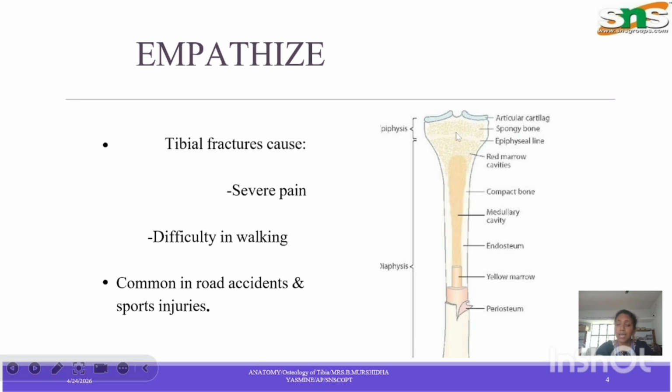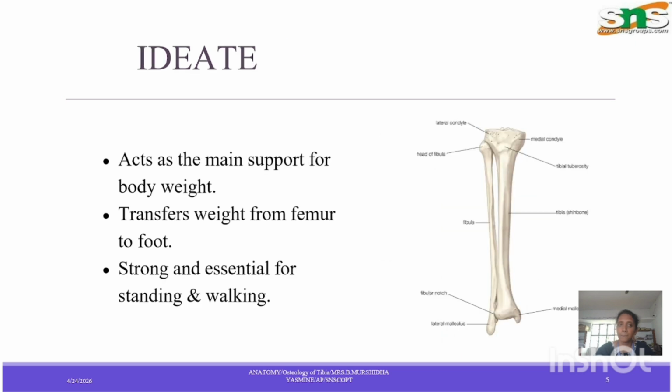So as I told, the upper end, the middle, and the lower end: the upper end is called the epiphysis and the middle is the diaphysis. The lower end is also called the epiphysis. Ideate. How can we ideate this tibia bone?